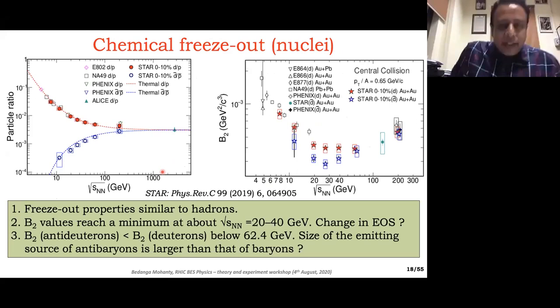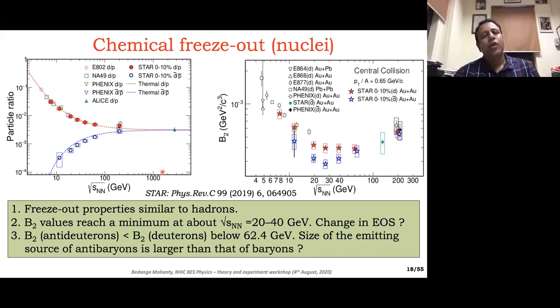Now, one other interesting aspect to look at is what about the nuclei? Do the nuclei freeze out at similar properties as hadrons? That is because nuclei have binding energies which are typically a few MeV, whereas the temperatures that I talked about in the previous slide are of the order of 100 MeV. So it's interesting to figure out about nuclei production by looking at whether their yields can be explained by the thermal model, and I will discuss later whether by the coalescence picture.